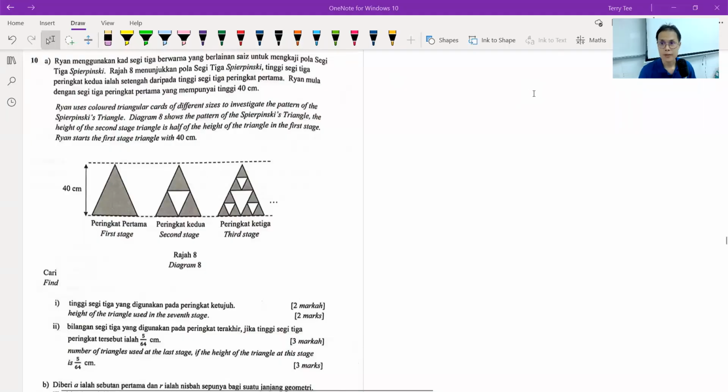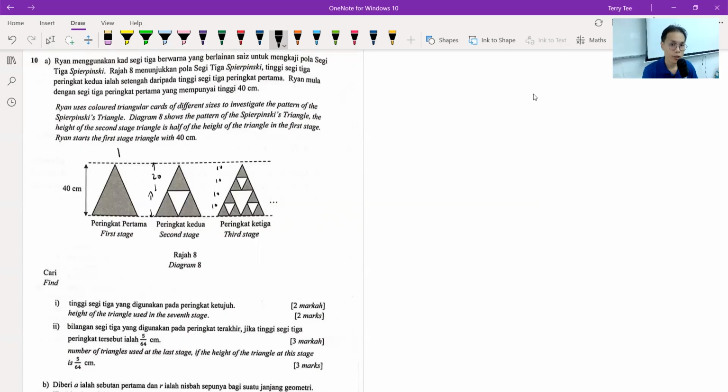Okay, next question, question 10 is from the chapter progression. Try and use colored triangle cards of different sizes to investigate the patterns of Sierpinski triangle. So the diagram shows the patterns. They say the height of the second stage triangle is half the height of the first one, and you can see it. Basically, this is 20 and 20. So since you have 4 triangles here, you take 20 divided by 2 further. This is 10 each. Your triangles are getting smaller and the number of triangles actually increases.